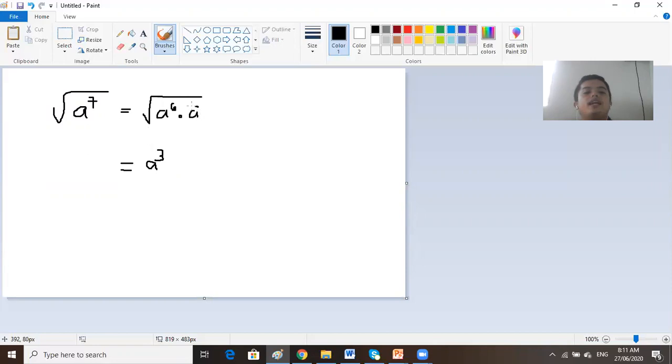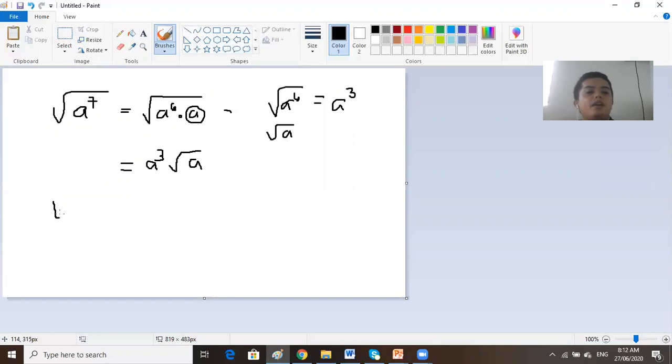So since a here cannot be square rooted, it will stay inside the radical. So again, for the square root of a^6, that is a cubed. But the square root of a cannot be taken, so it will stay inside the radical symbol. So that is the square root of a.